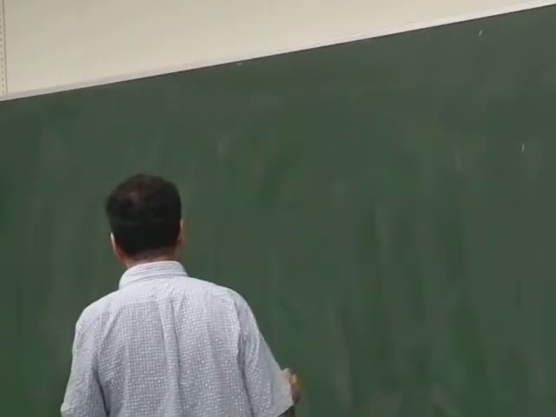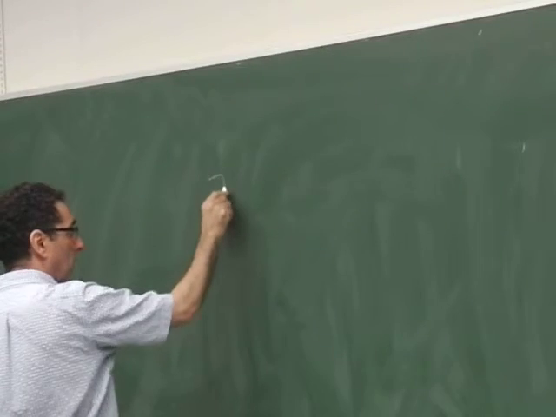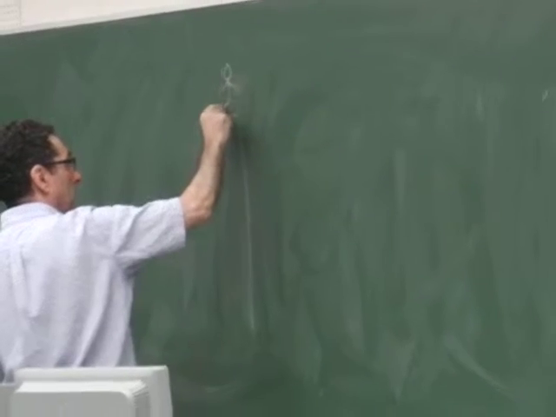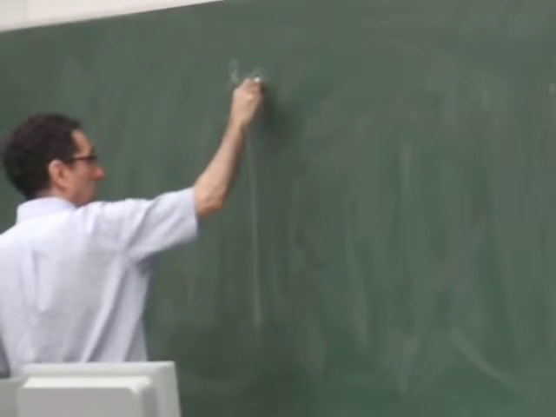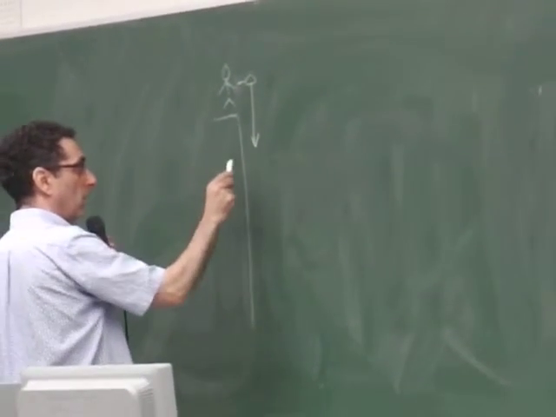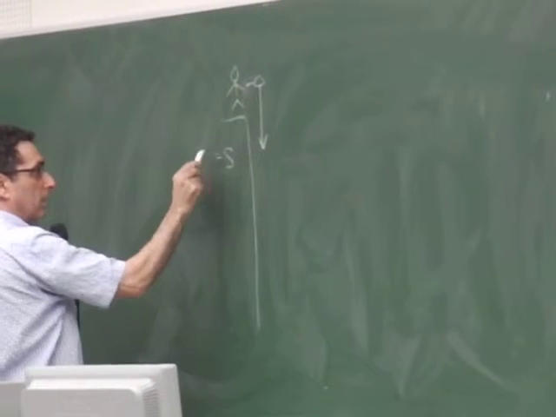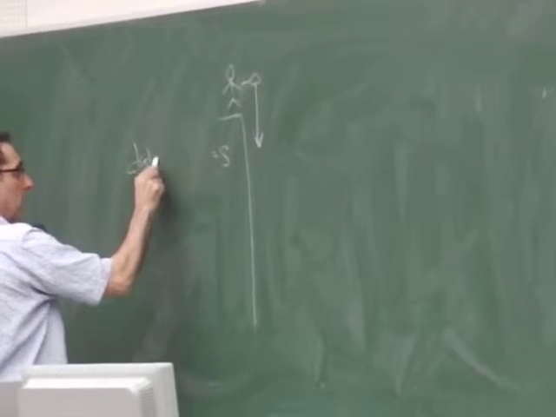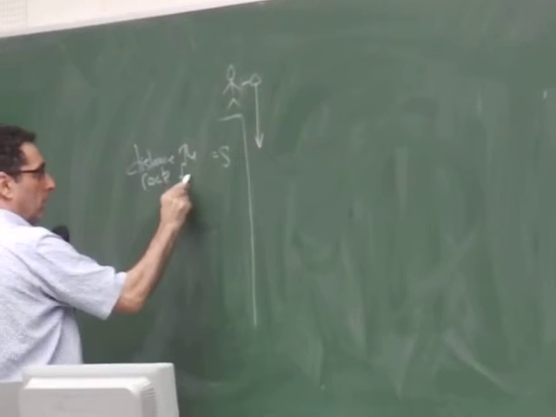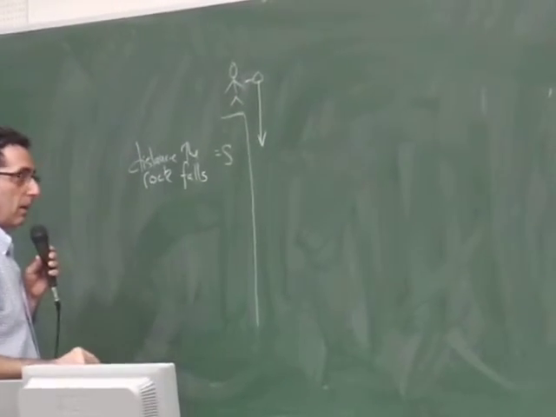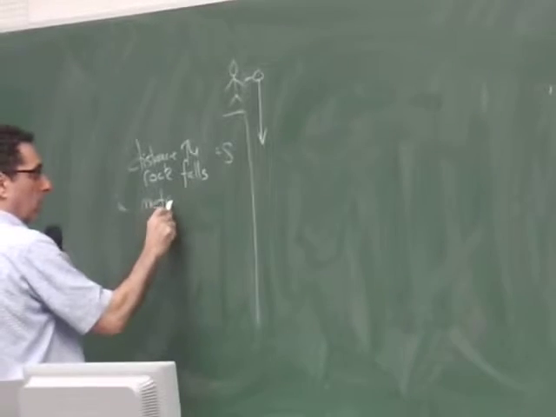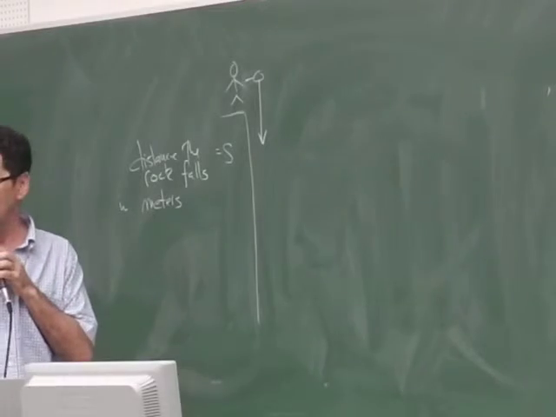Okay, so let's talk about that. Let's go back to an example that we looked at a long time ago, where we have somebody standing at the top of a building, and they have a rock which they're going to drop. Let's say that the distance that it falls, s, is equal to the distance the rock falls. And that's measured in meters, and we'll measure time in seconds.